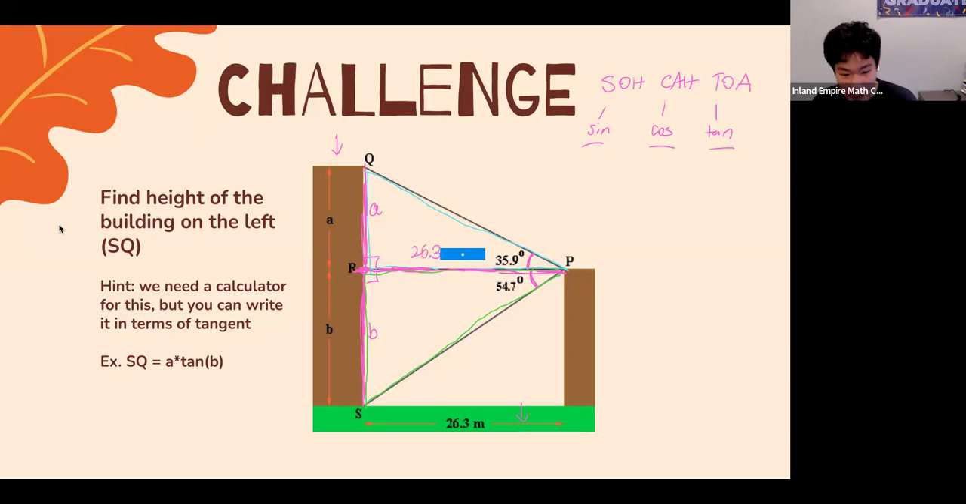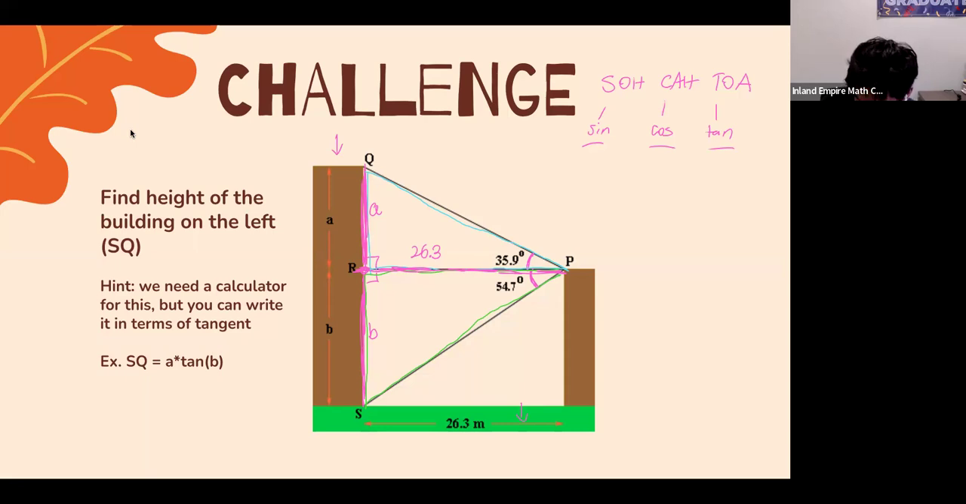26.3 here. And now we actually have enough information to use sine, cosine, and tangent because we have an angle and we have a side. Okay? So if we recall back to SOHCAHTOA, we can try to identify one of these that we want to use to solve this problem. So what do we want to find? Well, we want to find this length over here, A, right?